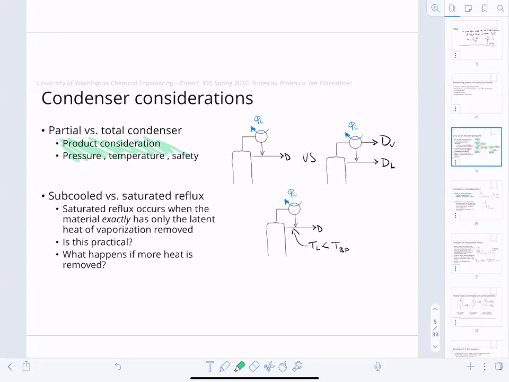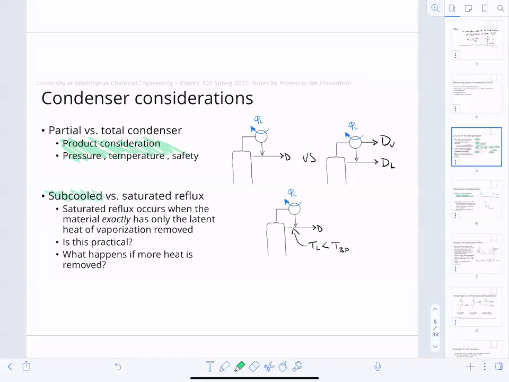And then you have to think about product quality, typically in that order. So all of those things factor into your separation, and all of them may have slightly different answers, and you're going to have to always prioritize in that order, in my opinion. Then another thing that's important to think about, and we're going to cover this next, and then we'll talk about total condensers, is this issue of subcooled reflux.